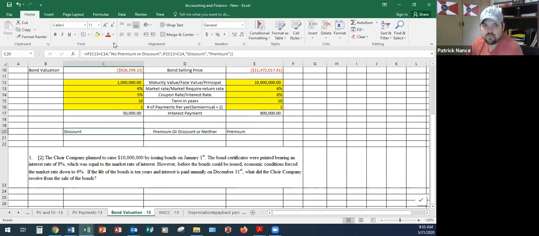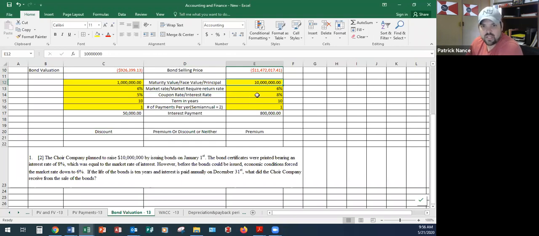I also created this field here, if you can see it, to automatically say whether it's a premium or a discount. This one we did before, it's being sold for less than $1 million, so it is being sold at a discount. This one is being sold for more than the face amount of $10 million, being sold for $11,472,000, so it is being sold at a premium. So that's the answer to that question.